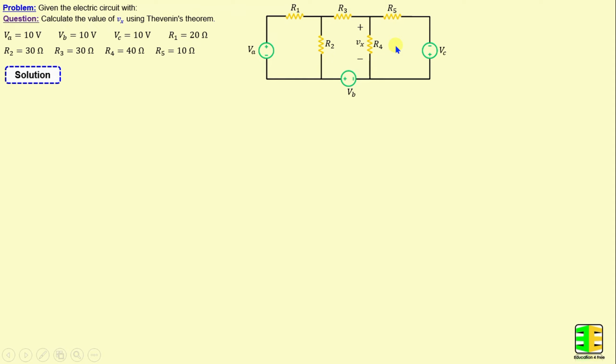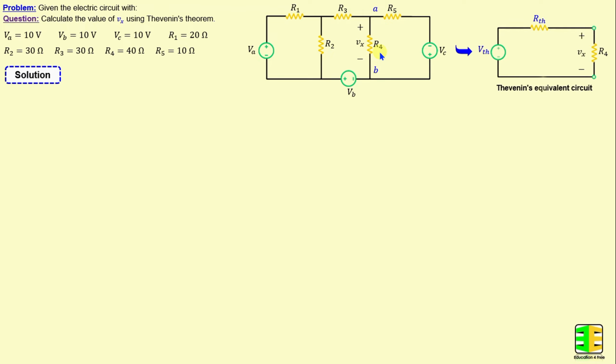By applying Thevenin's theorem between terminals A and B, we can replace this circuit with a voltage source in series with a resistor, which will be denoted as VTH and RTH. In our example, RTH is connected in series with R4, which plays the role of the load.